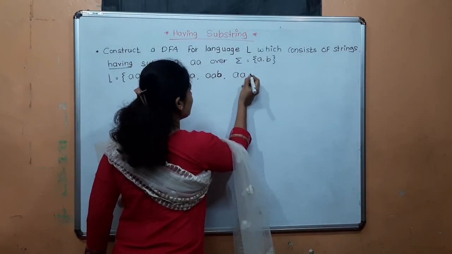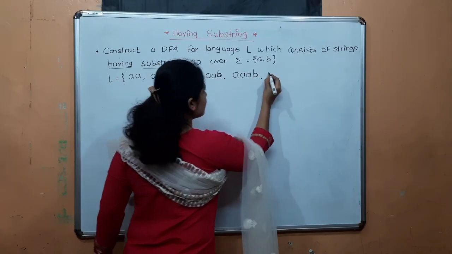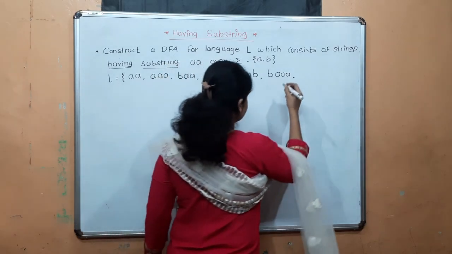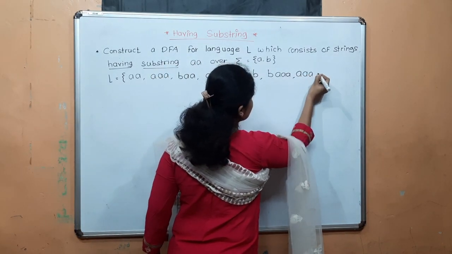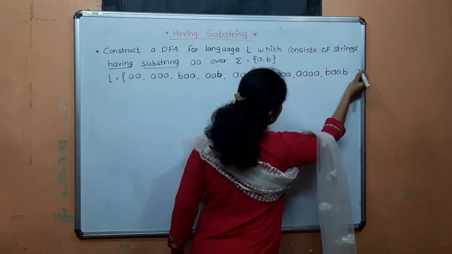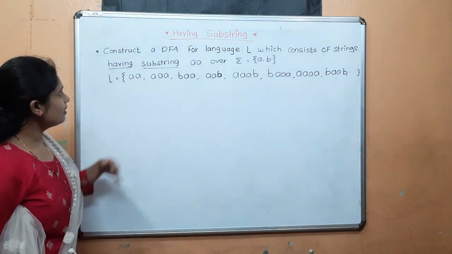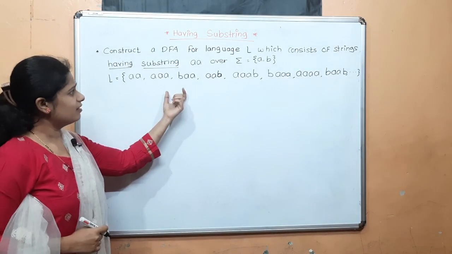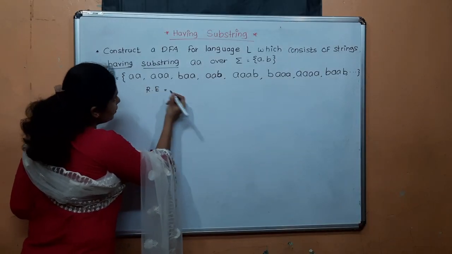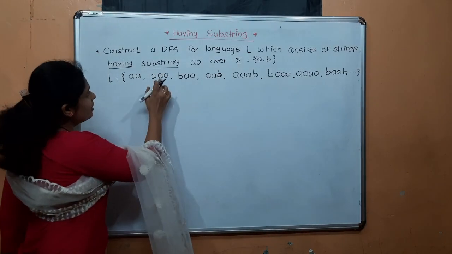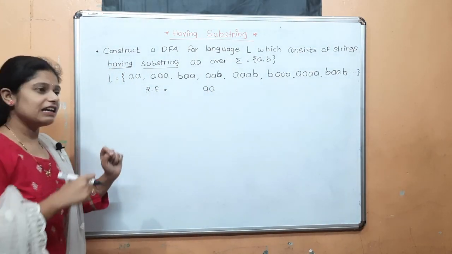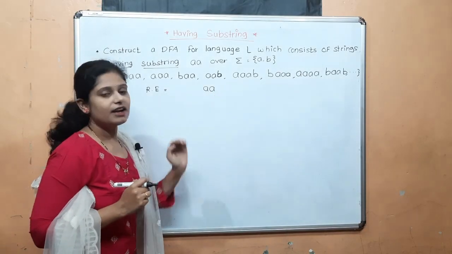Then starts with A having AA, ends with B; starts with B having AA, ends with A; then starts with A having AA, ends with A; starts with B having AA, ends with B, and so on. This is the language. Now from this language we can define the regular expression. The regular expression of the given language: the condition is that the string has substring AA. It can start with either A or B, and it can end with either A or B.